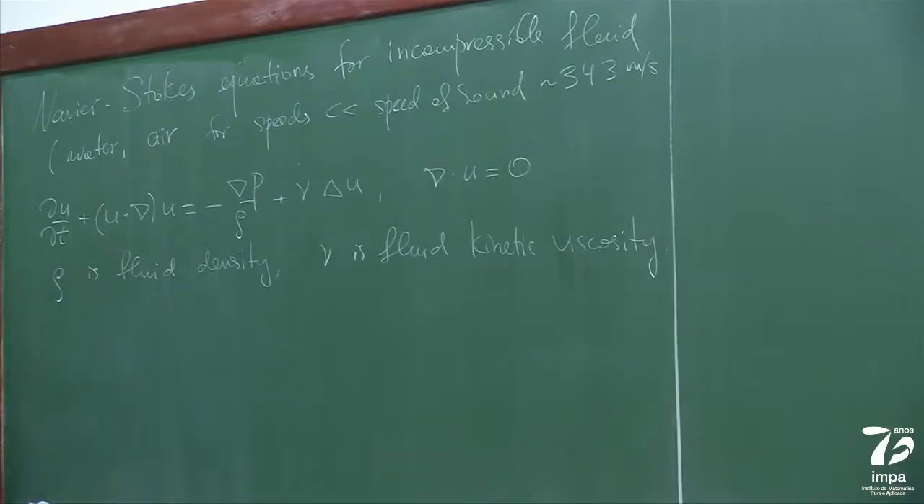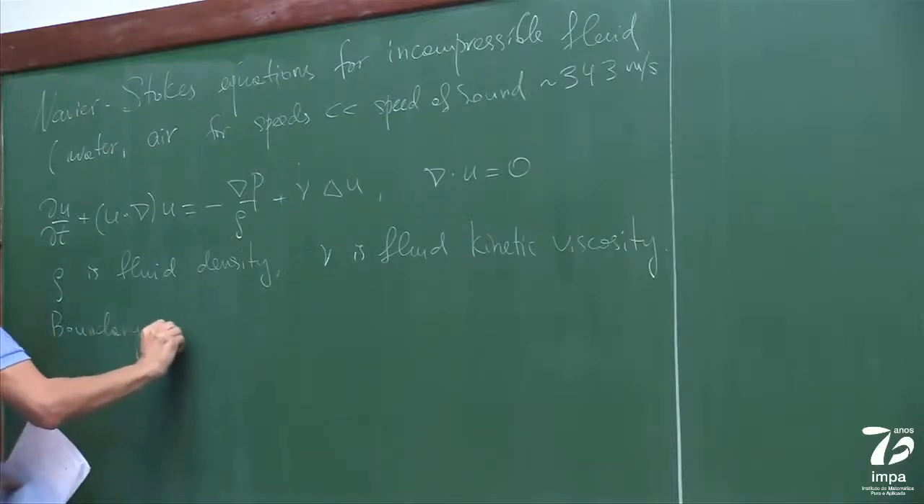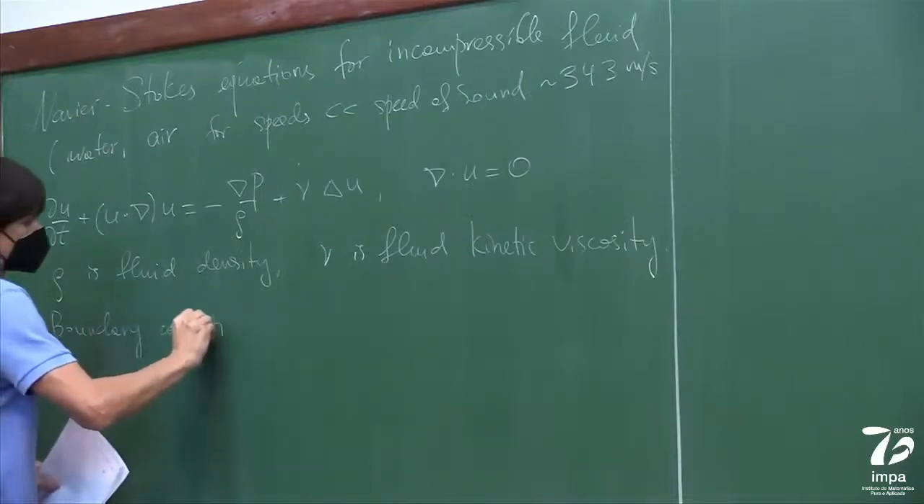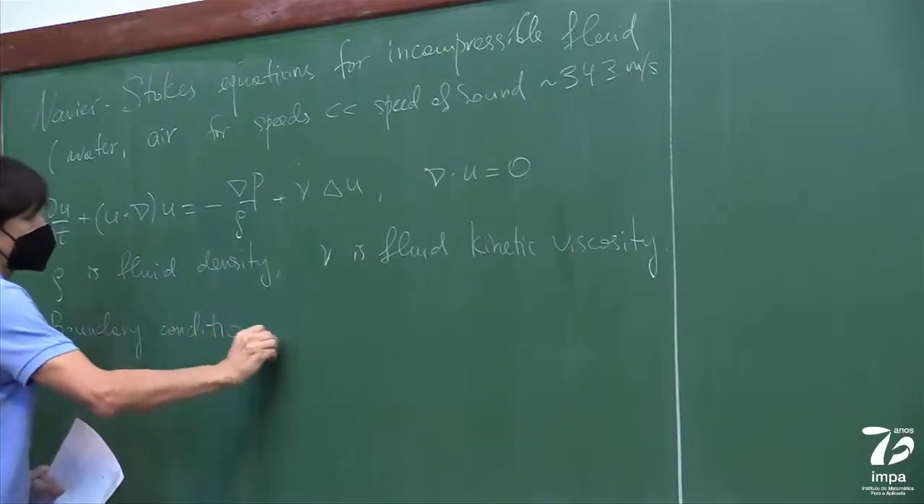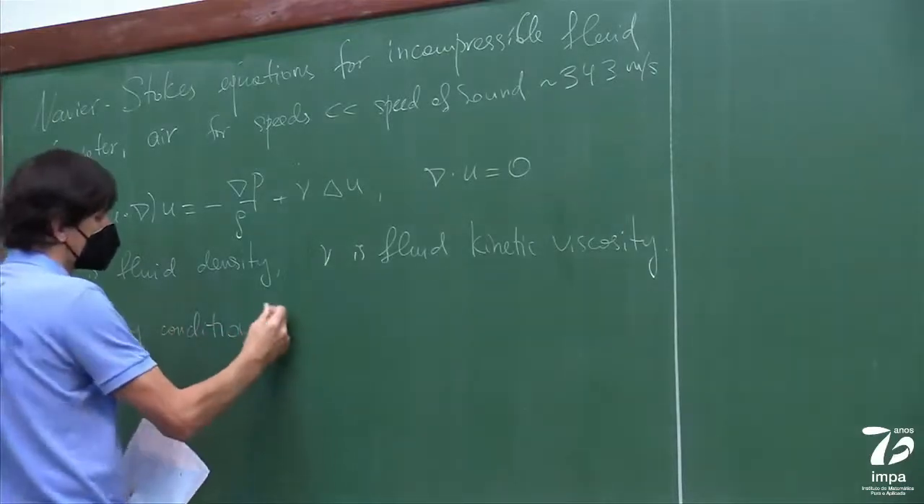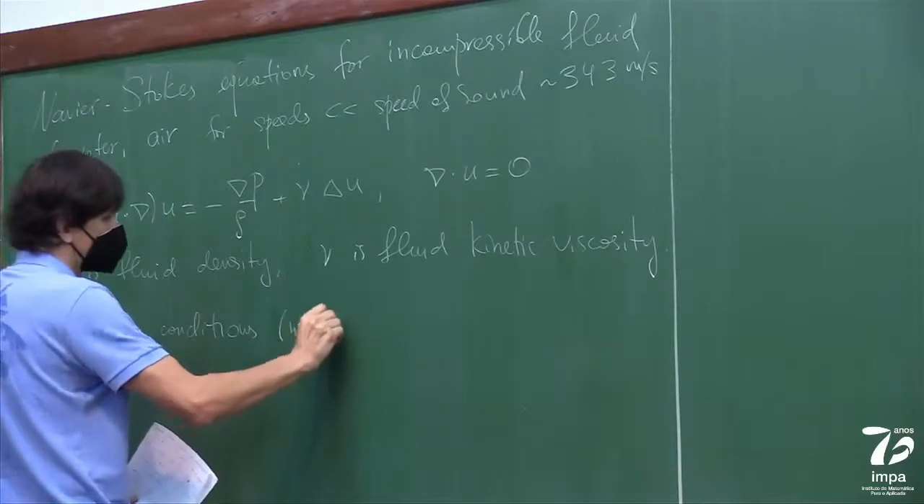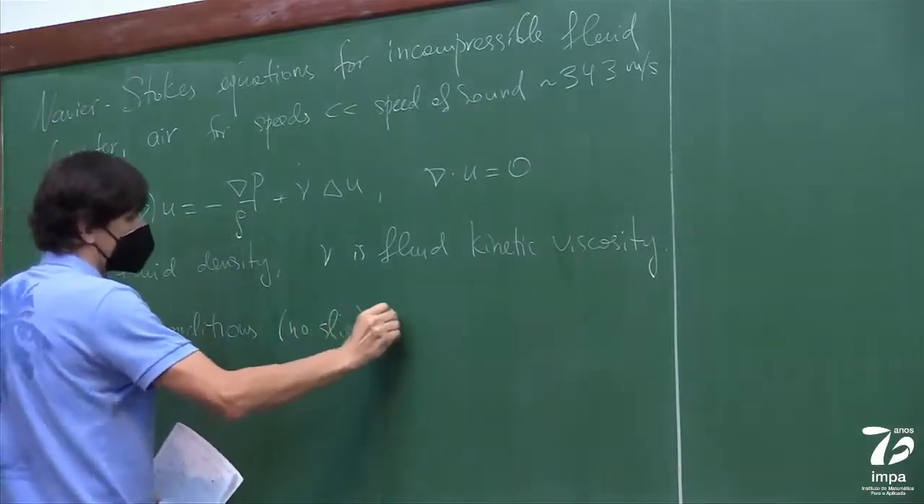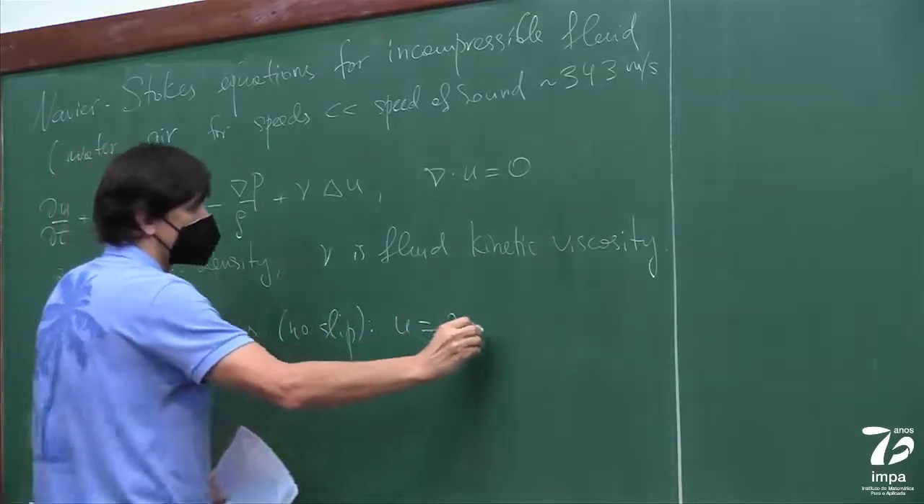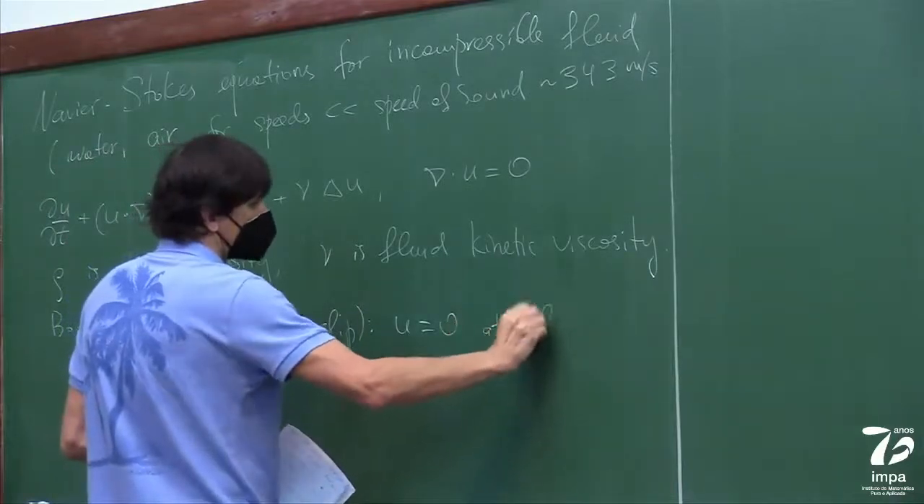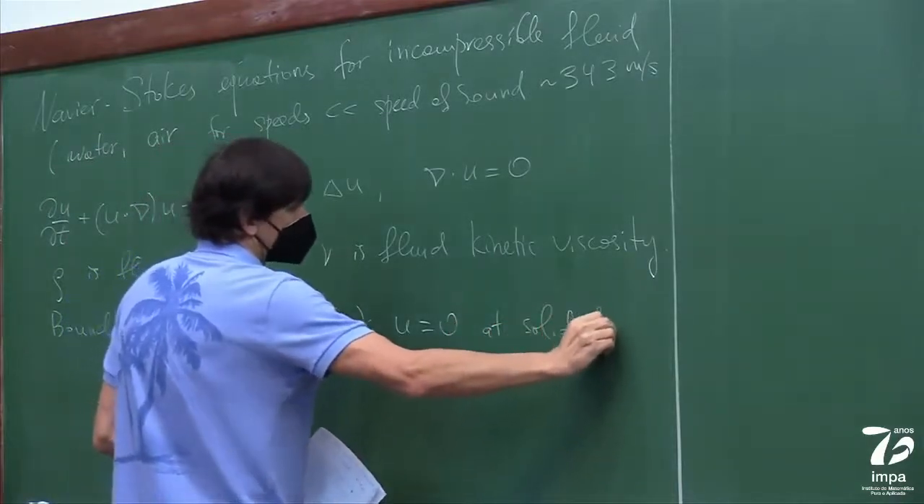Okay, and the next is, plus boundary conditions. So you always define boundary conditions. The usual condition is no slip, which means that the speed is 0 at a solid boundary.